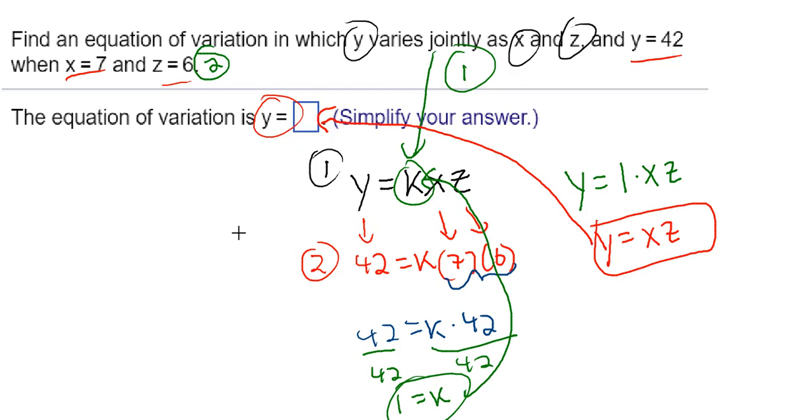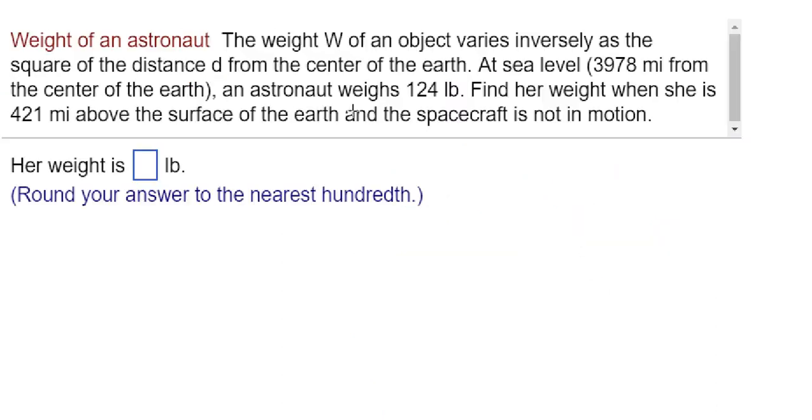All right, so that's how varies jointly works. And if they had asked us a question, that third level isn't really all that hard to do. You just take the numbers they give you, plug them in for the variables, and solve for y, and you'll have your answer there.